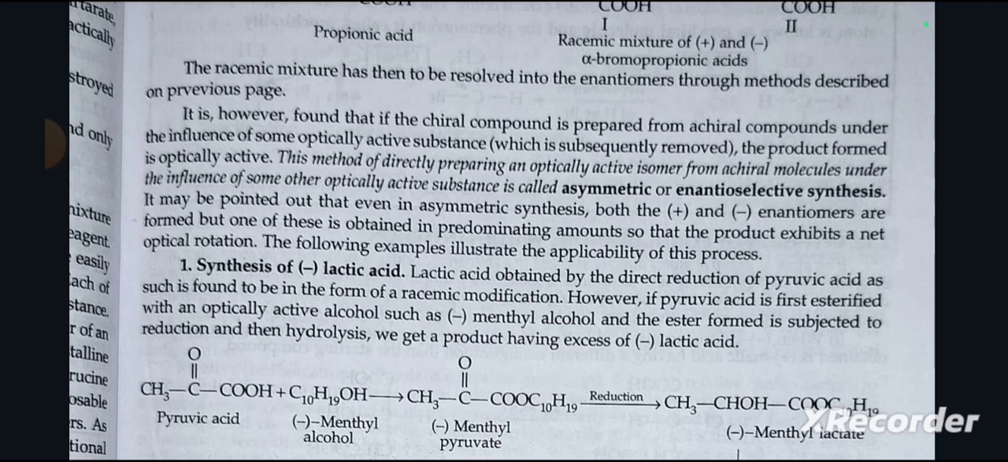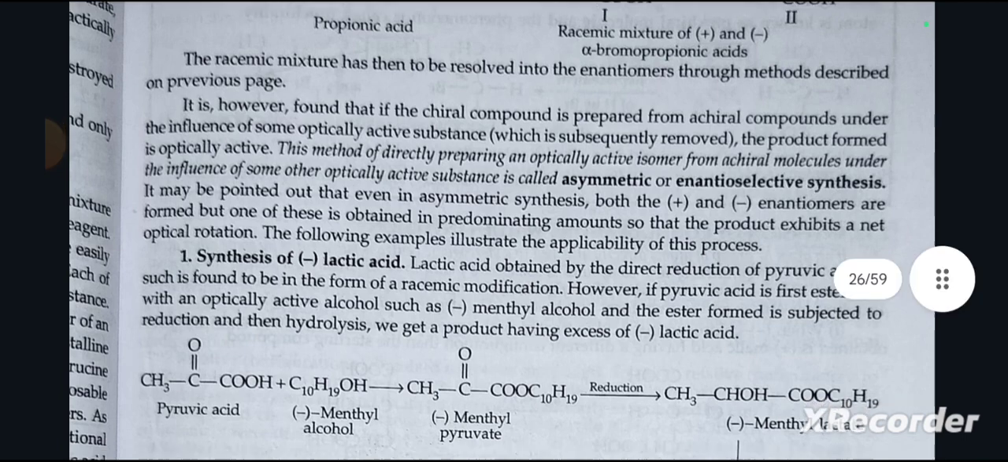It may be pointed out that even in asymmetric synthesis, both the plus and minus enantiomers are formed, but one of these is obtained in predominating amount, so that the product exhibits a net optical rotation. The following examples illustrate the applicability of this process.